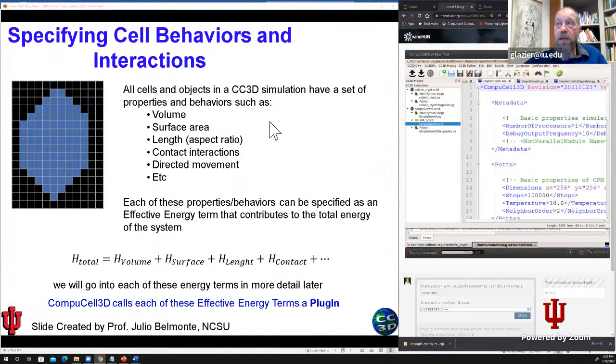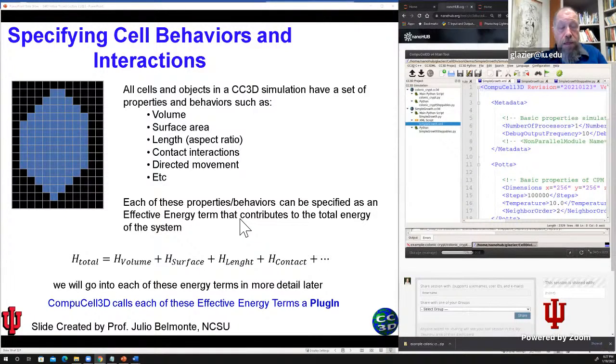So cells in CompuCell are computationally objects, and they're going to have a set of attributes. Those could be things like volume, surface area, whether they're touching other cells, whether they have a concept of directed movement, and so on.